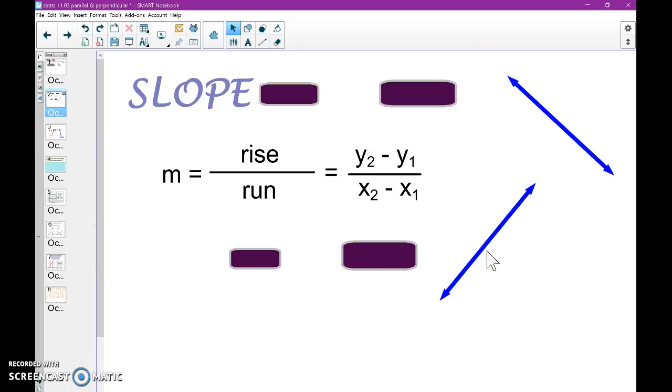Slope really tells us how steep a line is. If I look at these blue lines, the slope is going to tell me what direction the line is facing, depending on whether it's positive or negative, and how steep it is. The bigger the number, the steeper the slope. So if I have a slope of 1 versus a slope of 10, 10 is going to be a really, really steep slope. It's a good way to tell that.